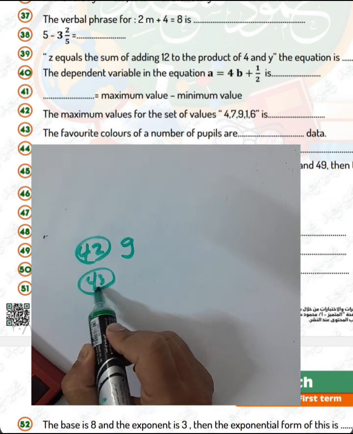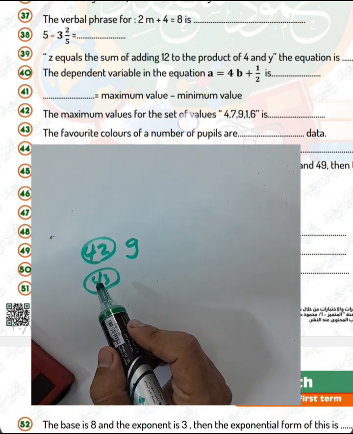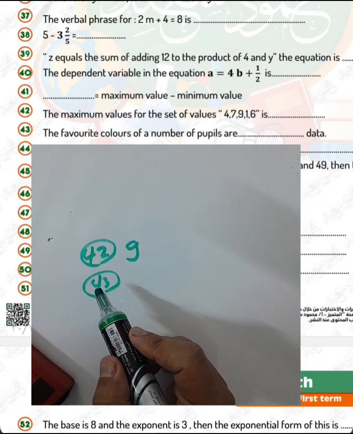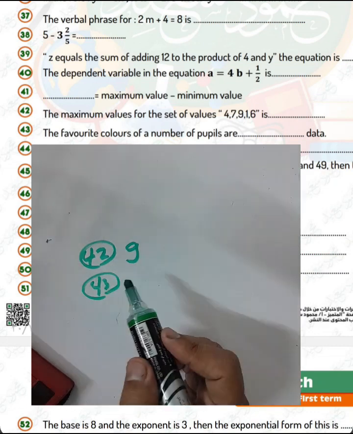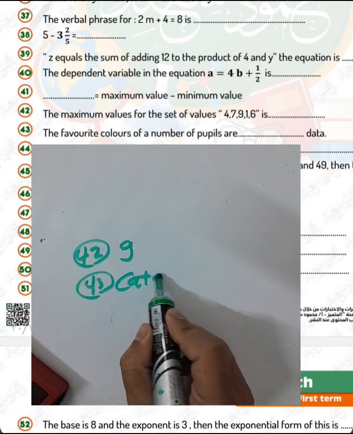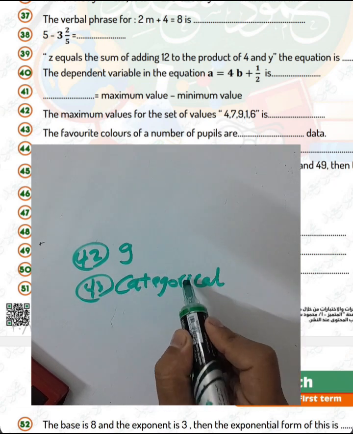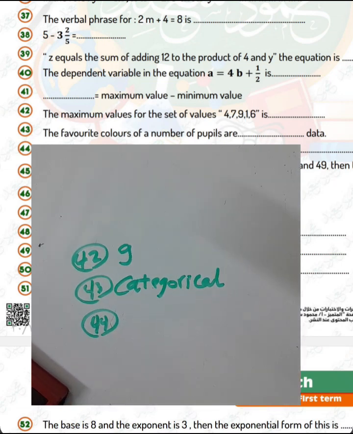Question 43. The favorite colors, the number of birds, we write here categorical data. We have numerical and categorical. Categorical contains letters. We write categorical. Okay, question 44.